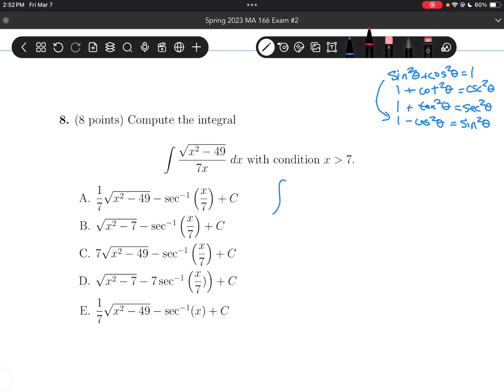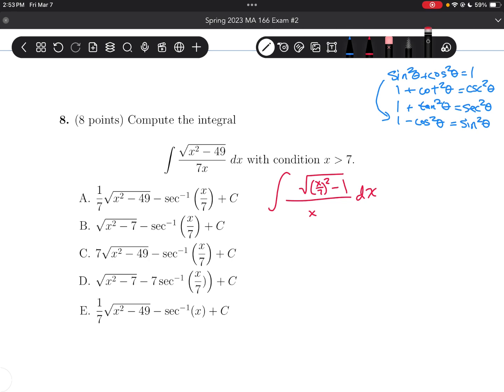So I'm going to factor out the 49 from the radical. That gives me 7. Oops. So I'll factor out 7, and then I get square root of x over 7 squared minus 1. And the 7 in the numerator cancels with the 7 in the denominator. Okay, so now I want this to equal one of these expressions.